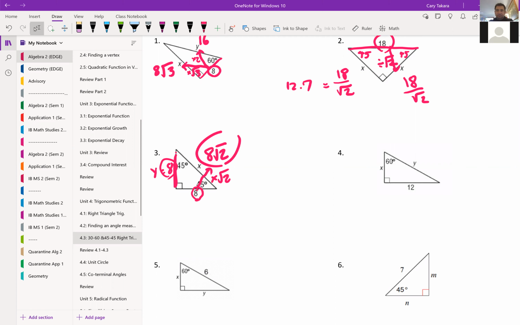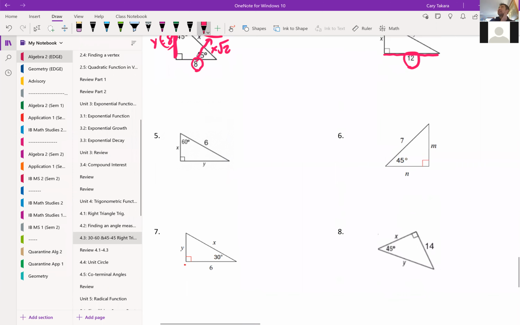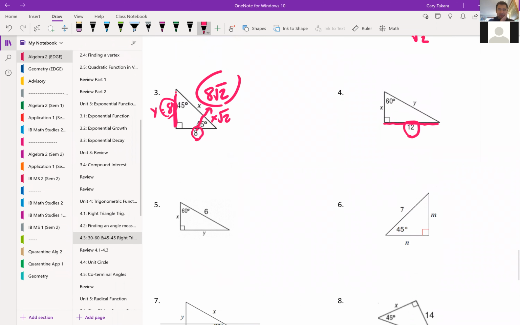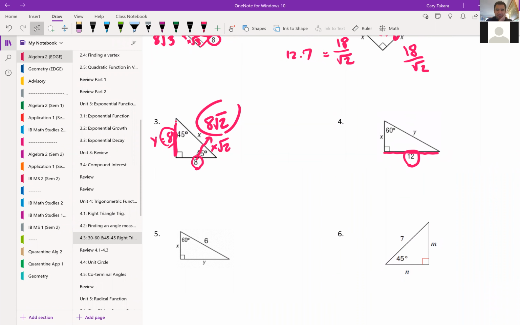Okay, number 4. Now, what do we know? Which case does this fall in? This is a 30-60 triangle. And we know that this is the longer leg, right? Okay, very good. Some of you are already done. Nice job. Maybe you can stick around and make sure that you check your answer, or maybe you can help us out.